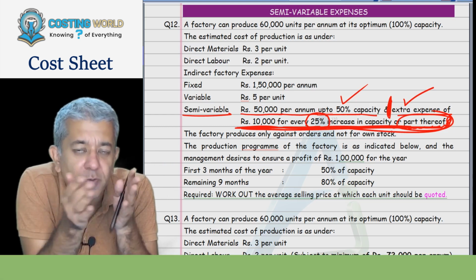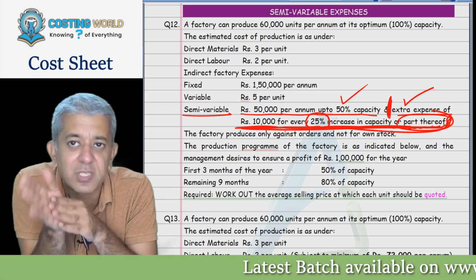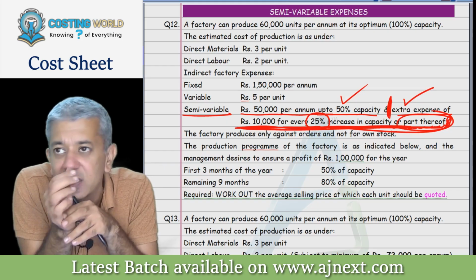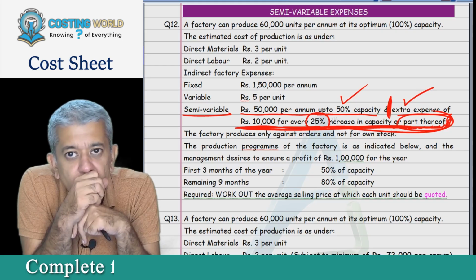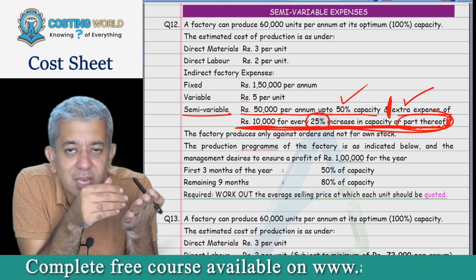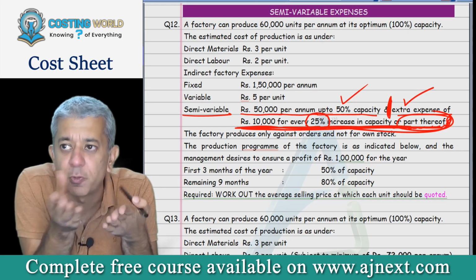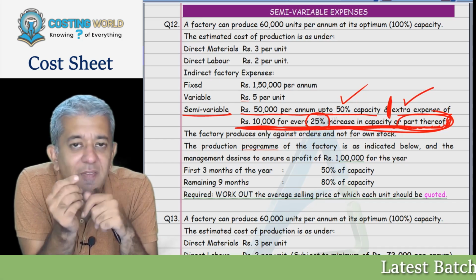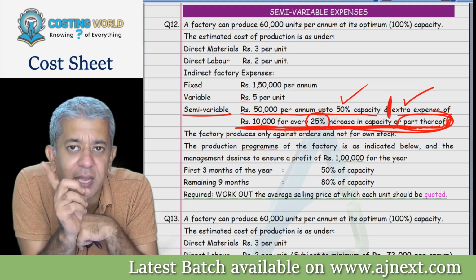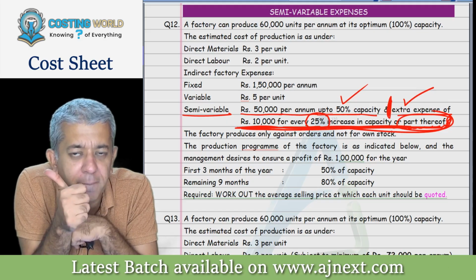25% or part thereof. So therefore, if I go from 50 to 75, can we say I will incur 10,000 rupees extra? Yes, sir. And then whether I go from 75 to 100 or from 75 to 80, I will still incur 10,000 rupees extra. Is that all okay? Yes, sir.